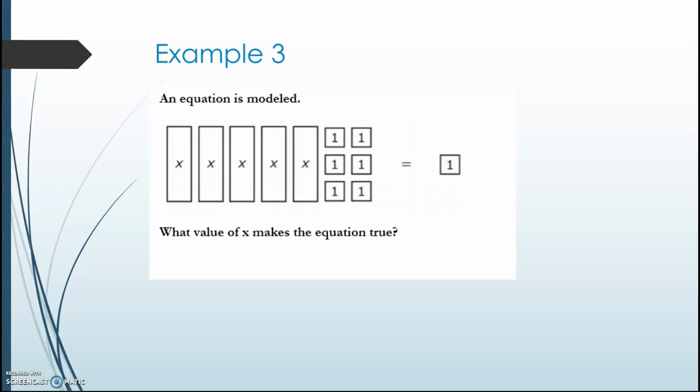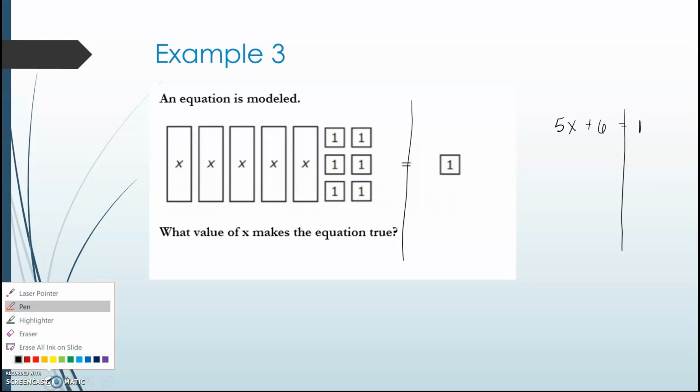Okay, so let's look at example 3. Again, our first step is to write out our equation. So I have 5x, and then I have plus 6 equals 1. Okay. All right, so I'm looking at this side of my equation with my x's, and I have these 6 here.